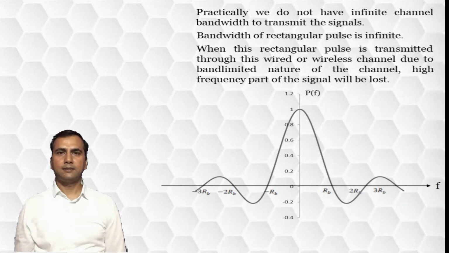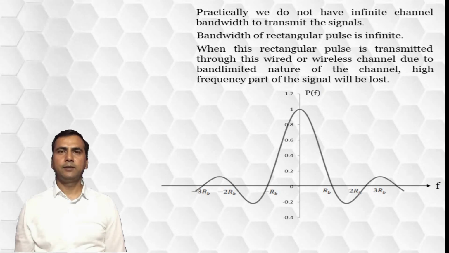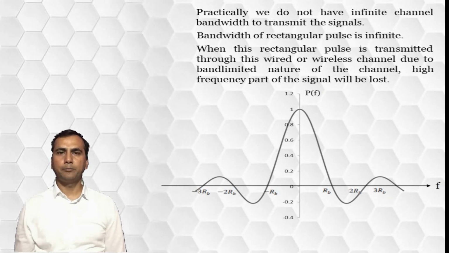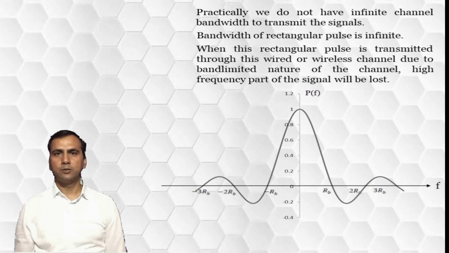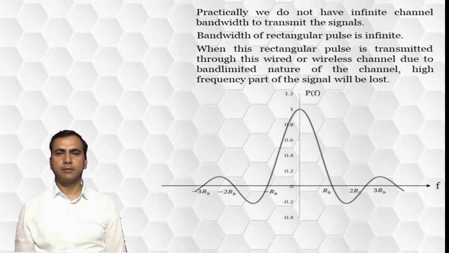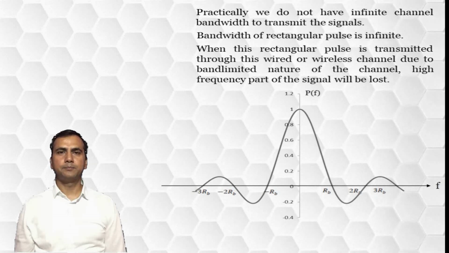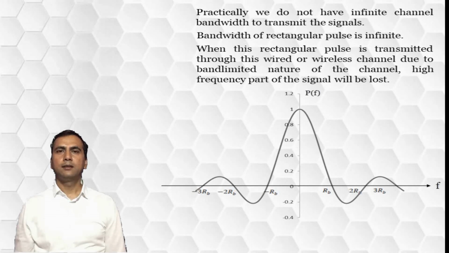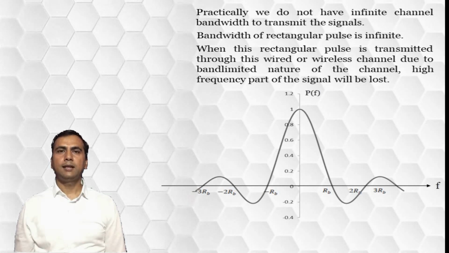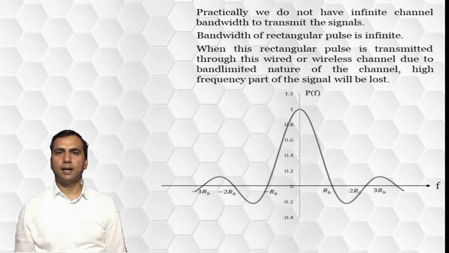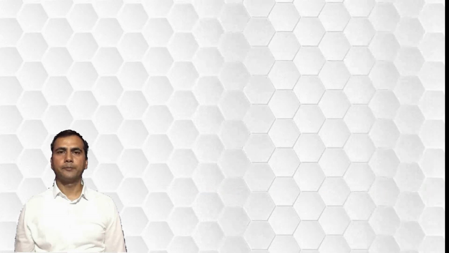So if a rectangular pulse is transmitted, then certainly we require a bandwidth of RB in frequency domain. From the pulse it is very clear that it has a maximum value at the main lobe, that is 1 at t equal to 0, f equal to 0, and it has zero crossings at RB, twice RB, and so on.